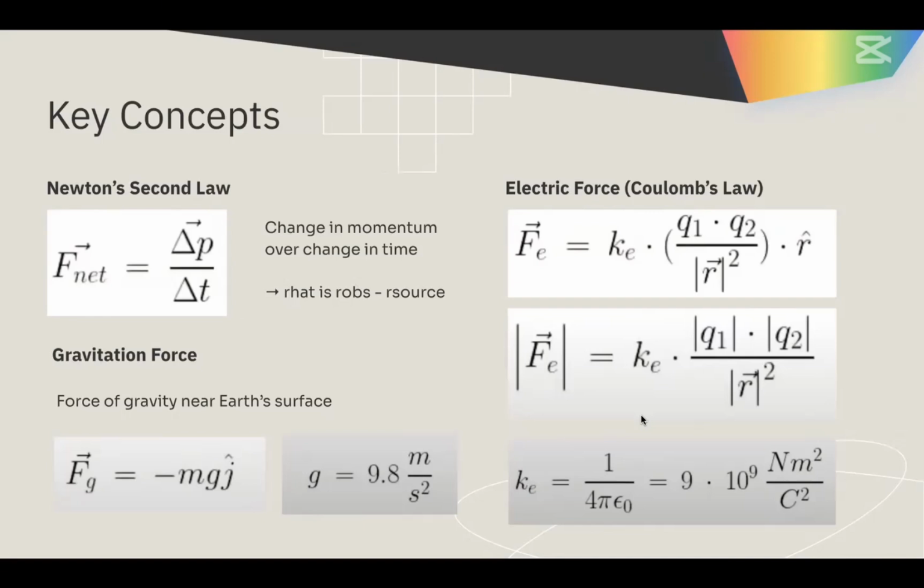And then one that we also saw last class, but has become more relevant now with electric fields, is electric force, Coulomb's law. We see Coulomb's constant down here. And the r vector here represents the difference between the point of observation and the source.